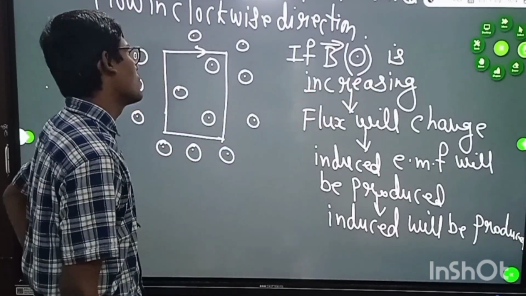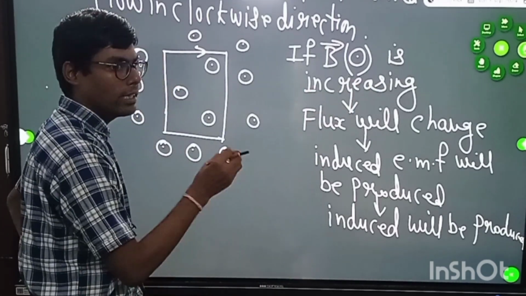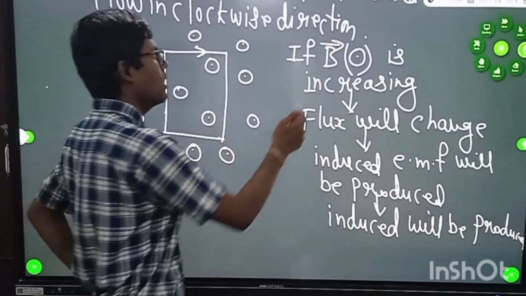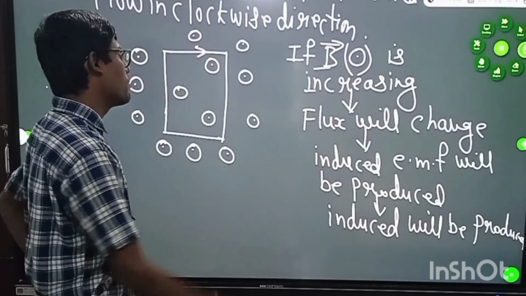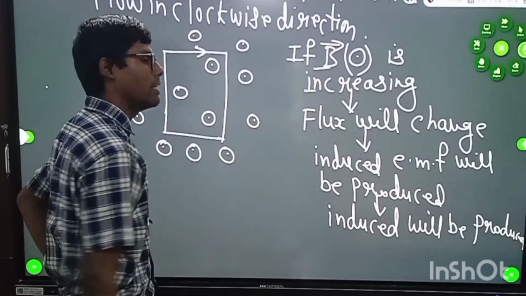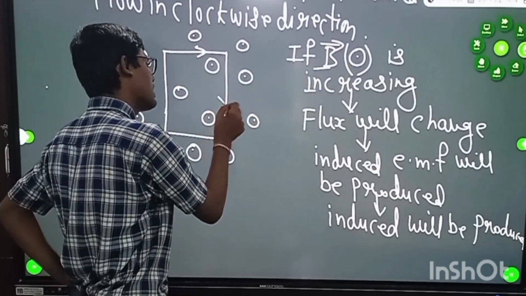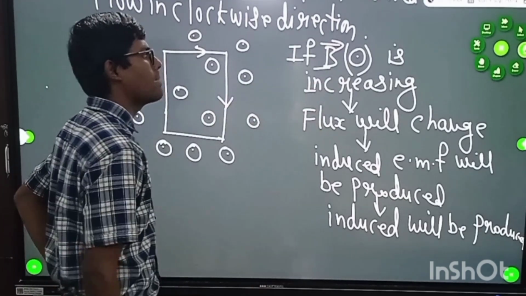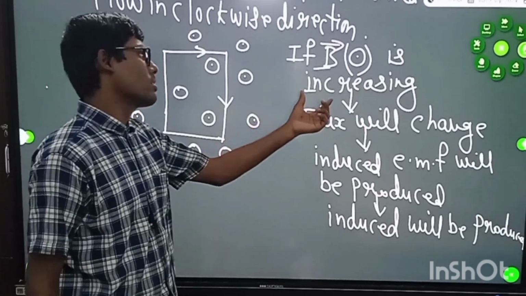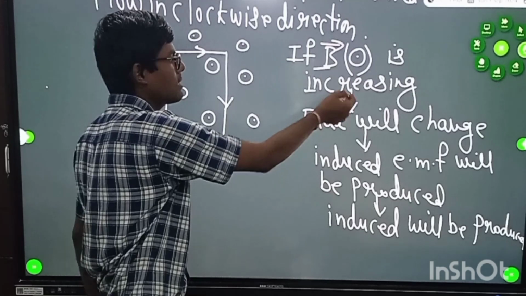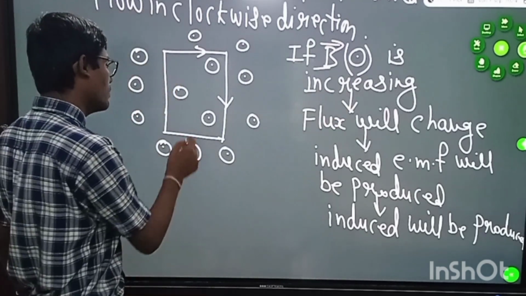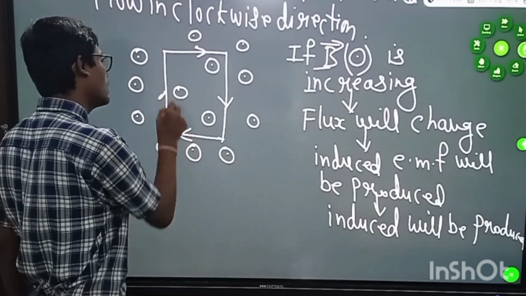So induced current will oppose the increasing magnetic field. This is the right direction, because it is opposing the increasing magnetic field. Here, what is the cause? The cause is the increasing magnetic field. So induced current will oppose the cause according to Lenz law.